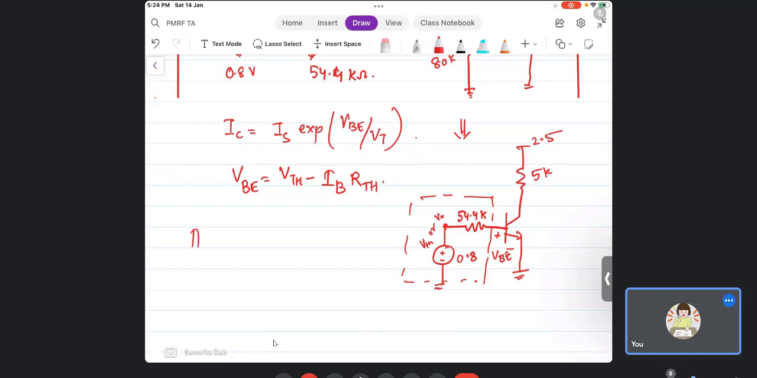Now in the previous questions you have assumed VBE to be 0.8, right? 800 millivolts. But here VB will be whatever VTH minus IB times RTH. That means it will be something less than 0.8. Is this line clear? Earlier we used to take VB as 0.8. But here in the circuit VB of 0.8 cannot be fulfilled.